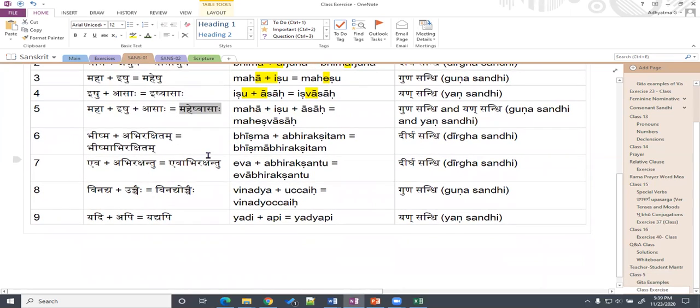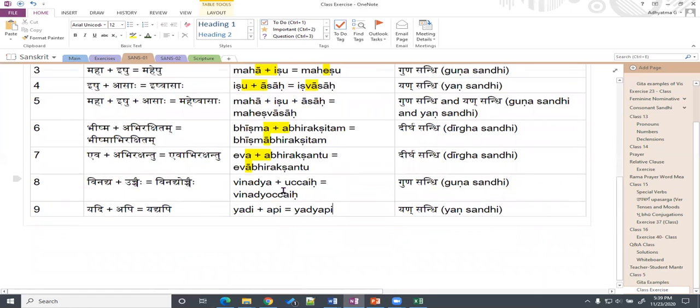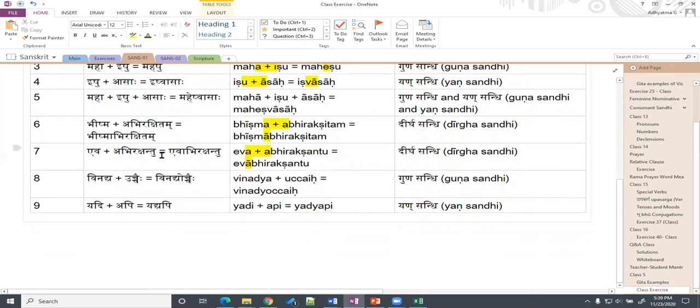Then Bhishma Abhirakshitam. This one is simply our Dirgha Sandhi. As we have seen, Akara plus Akara is Akara. Similarly, here also is a Dirgha Sandhi. Eva Abhirakshantu. Then Bhishma Abhirakshitam means protected by Bhishma from all around.